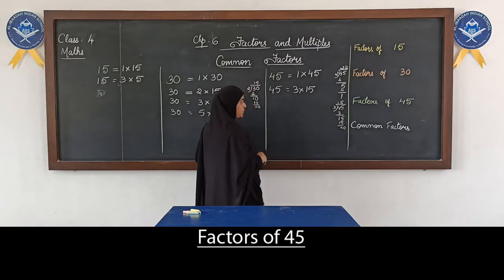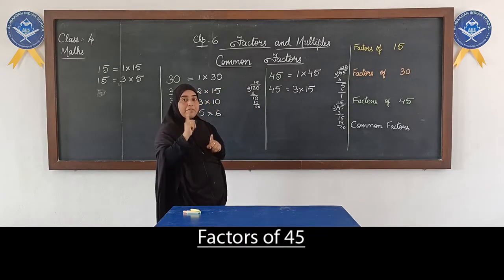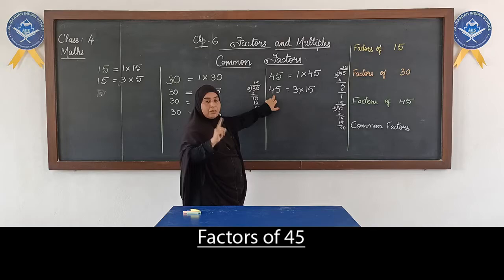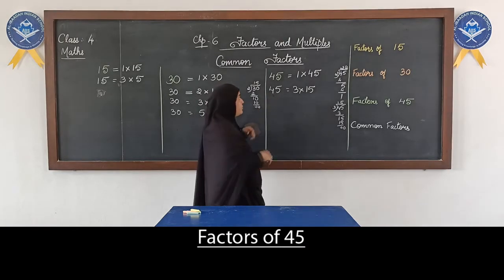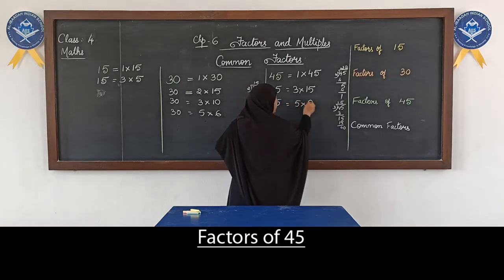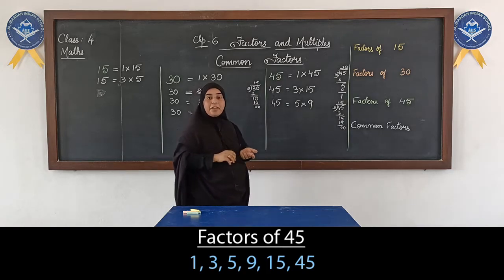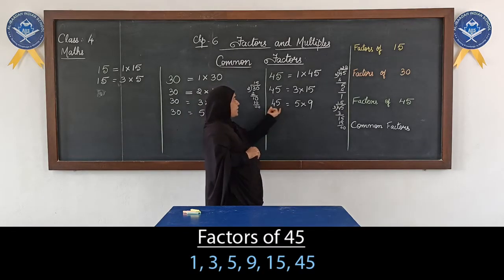What about 4? We know that 4 into 11 is 44. That will leave one remainder when we divide 45 with 4. Okay, so 4 is not a factor of 45. 5? Yes, 5 into 9. 5 nines are 45. Then 6. Do we find 45 in the table of 6? No, we don't find 45 in the table of 6. So, 6 is not a factor of 45.